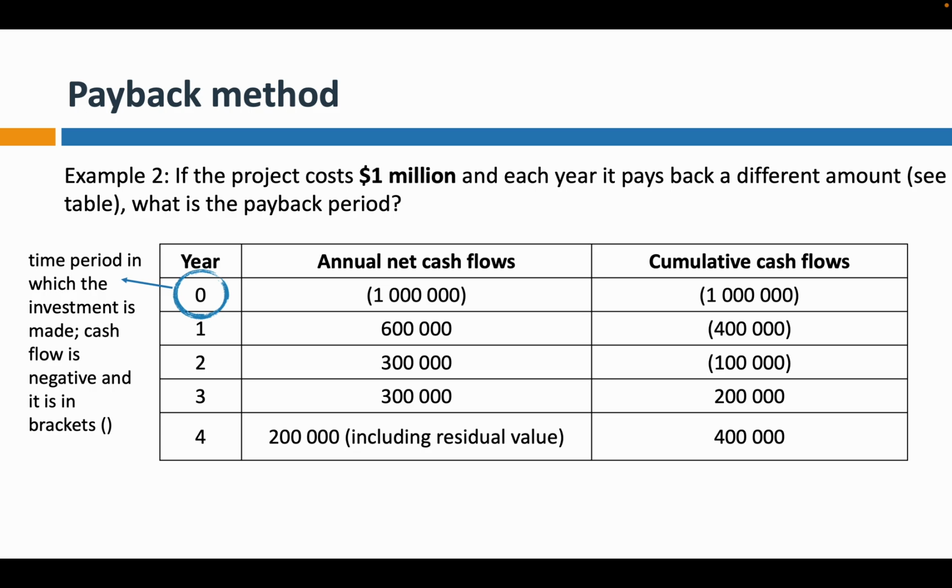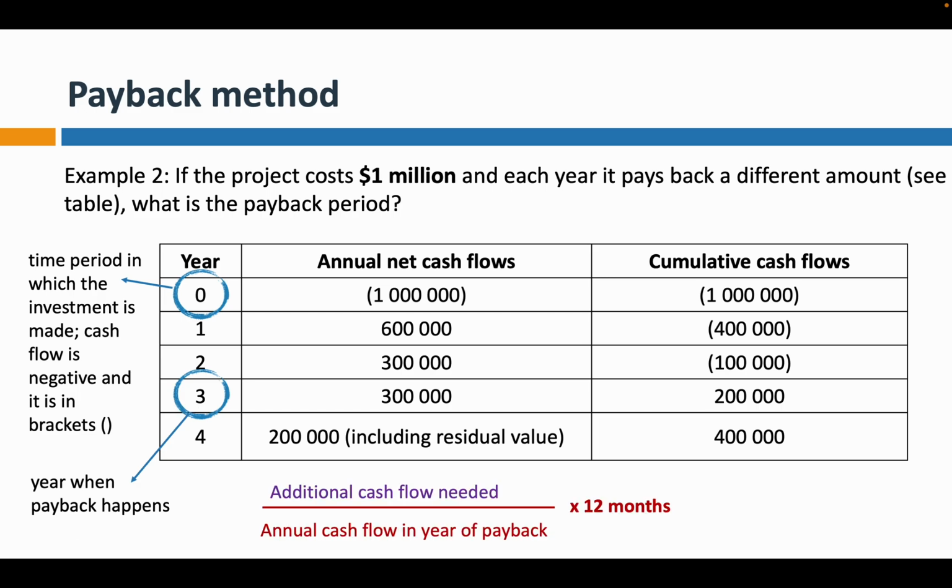Well, it's not going to happen in year 2, right? Because at the end of year 2, we still don't have enough. We are still in the negative numbers. We have minus $100,000. So we know that it's going to happen in year 3, but also not at the end. So it's going to happen in year 3, but after more than 2 years. So we know that year 3 is the year when payback happens.